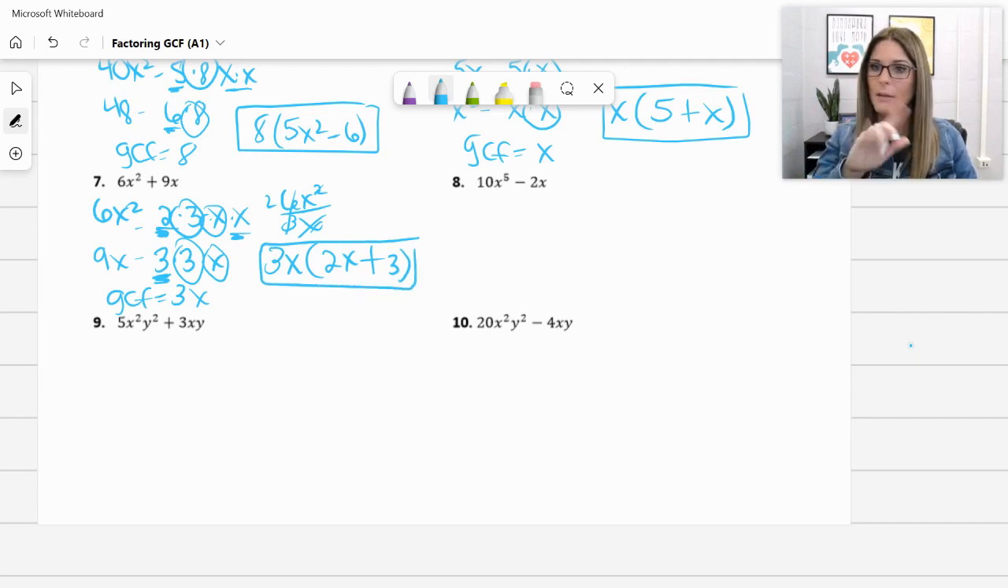You could check it, multiply back through. 3x times 2x is 6x squared. 3x times 3 is 9x. Got back the original polynomial. Number 8, 10x to the 5th, and then minus a 2x.